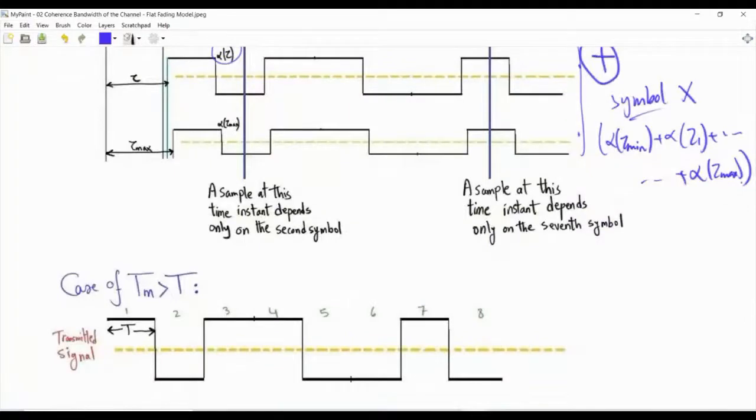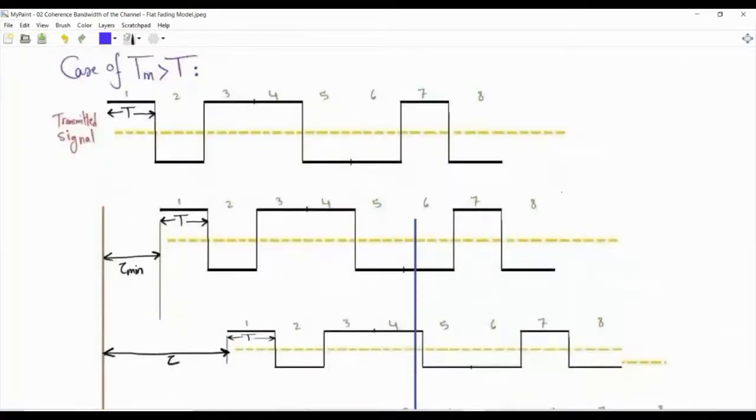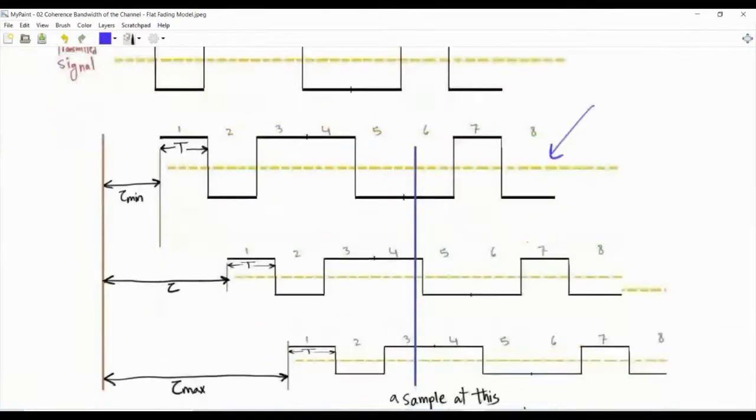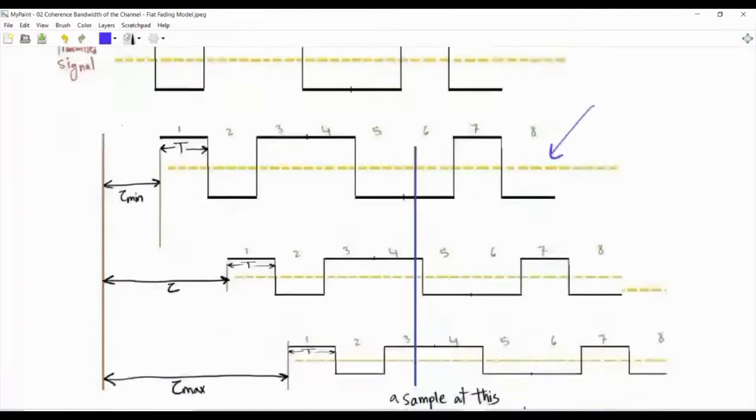Contrast this with the case in which the delay spread is significant. Here, this is the first copy that you get in the receiver, and this is the second copy. Now you see that the delays are significantly different from one another. Here is tau min. Those are the replicas, and again you get a sum of these.